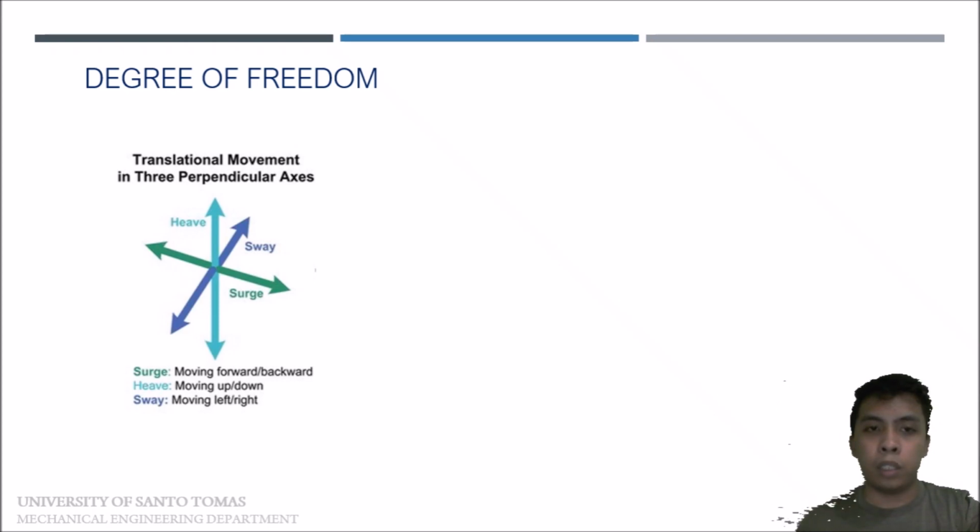So, let's talk about translational movement. We have three translational movements. First is the surge, or the moving forward and backward of an object. Next, we have heave. The heave is the moving up and down. Next, we have sway, or the moving of an object from left to right. So, in other terminology, we can say that an object can move in the X, Y, and Z axis.